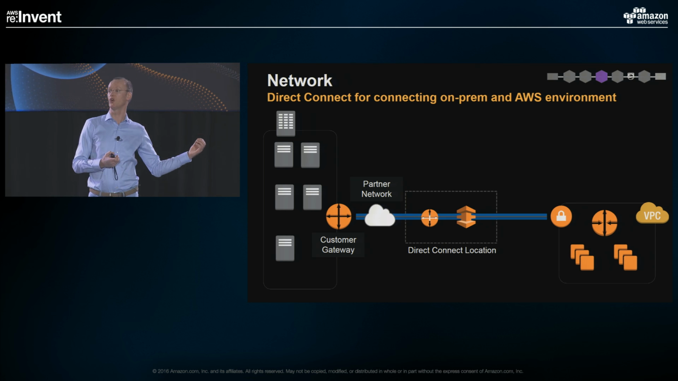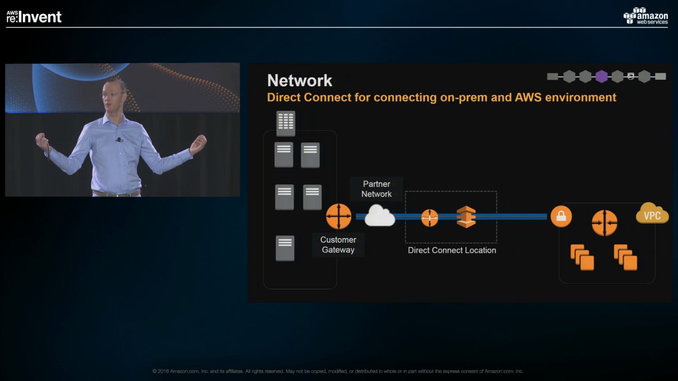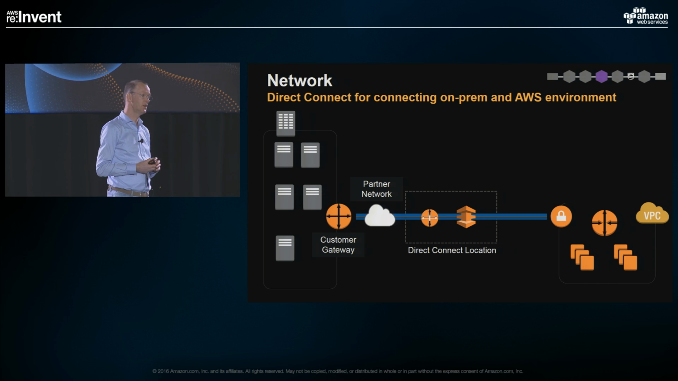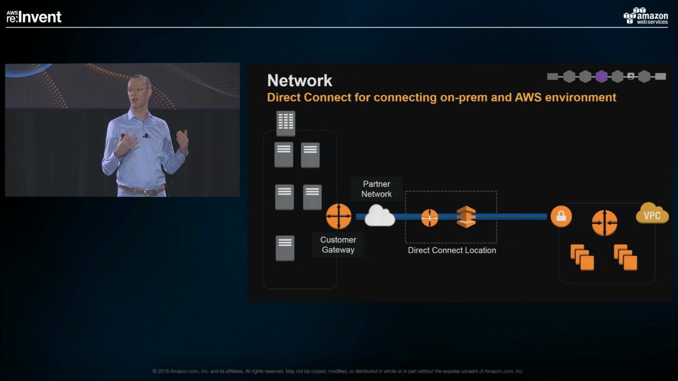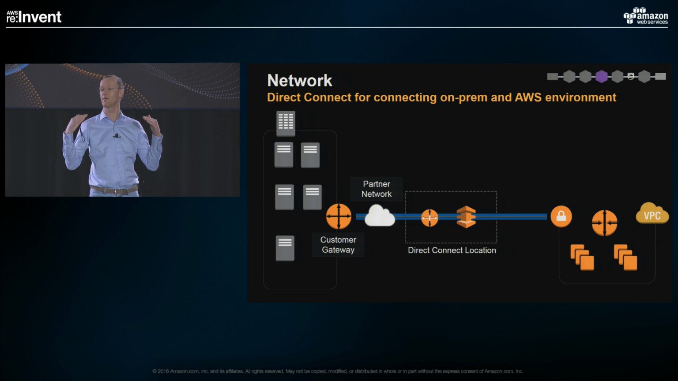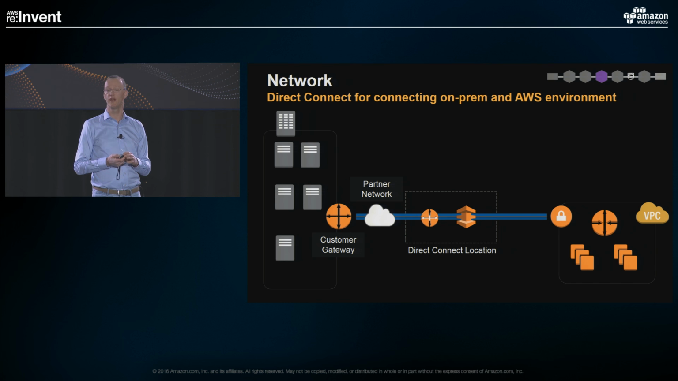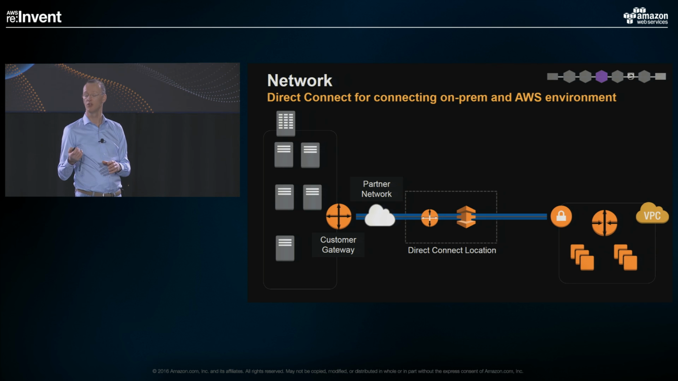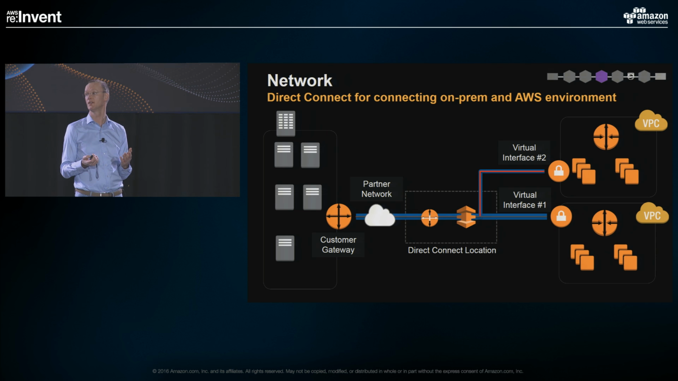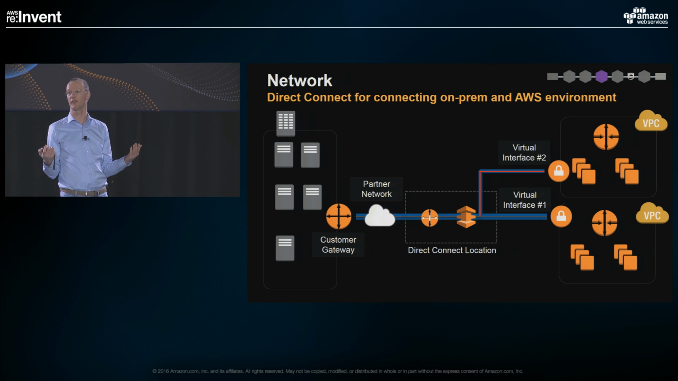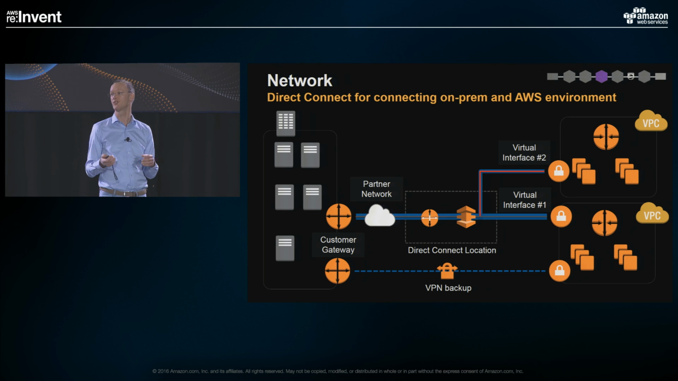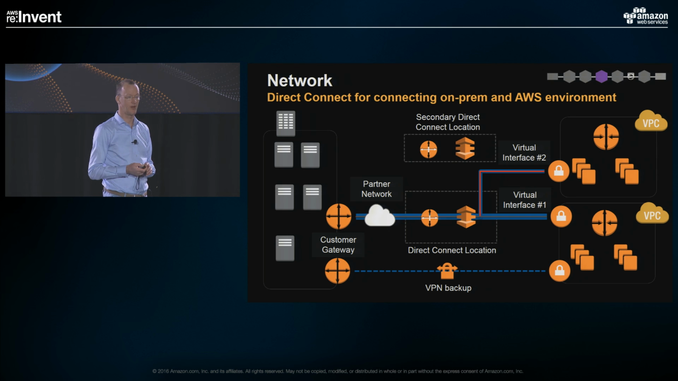Direct Connect connects your on-premises environment to your AWS environment. It's available in 1 or 10 gigabit per second connections. There are partners available who can offer you slices of that. And once the Direct Connect is in place, you create virtual interfaces that connect your on-premises environment to one of your VPCs. You can connect it to multiple VPCs. And as with everything in AWS, the recommendation is to use a backup. Use a backup, first of all, with VPN, or, cherry on the cake, use a secondary Direct Connect location.